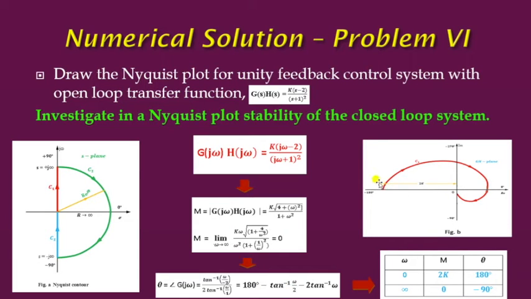Then draw the C1 path. The starting point is plus 180, and the magnitude is 2K. As omega is increased, the magnitude is decreased and the phase angle is decreased. So plus 180, plus 90, then 0, then minus 90. So this is the minus 90 degree axis and the magnitude is 0. This is the C1 path.